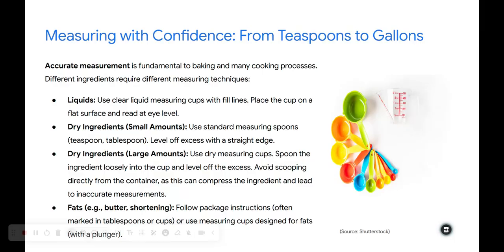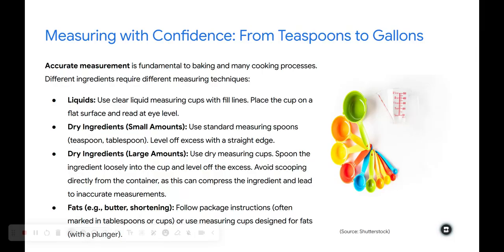Dry ingredients, so we have our small amounts, which are going to be in our measuring spoons. That's either small amounts of liquid or dry ingredients, and this is where we have that teaspoon, half a teaspoon, a fourth of a teaspoon, or a tablespoon, and you would use a level straight edge to make sure that you have an accurate amount, unless it's a liquid. And then our large amount dry ingredients are measuring cups that come in 1 cup, a fourth of a cup, a third of a cup, and a half of a cup. You want to avoid scooping directly from the container, especially with flour. It's important that you're spooning in that flour and then leveling off.